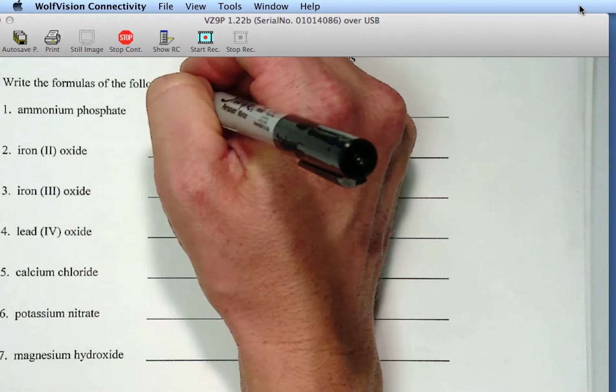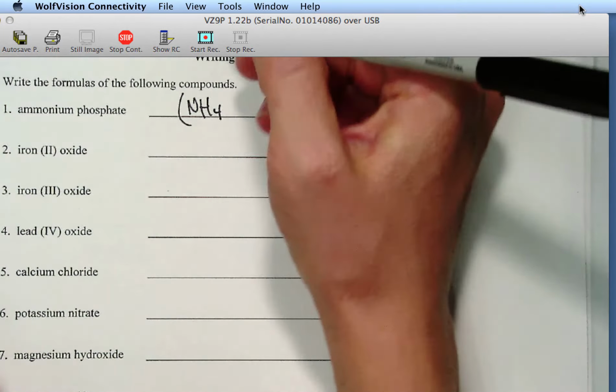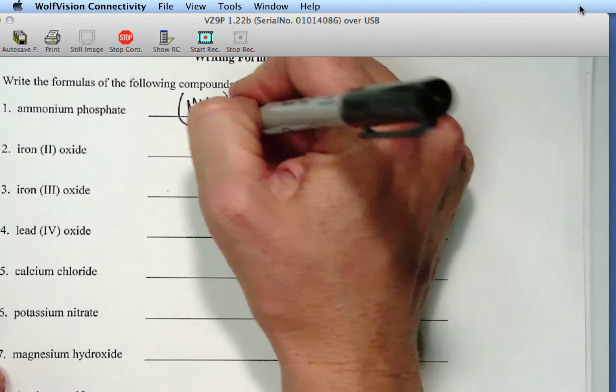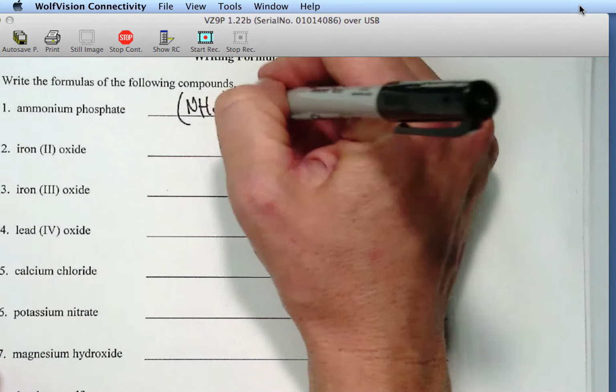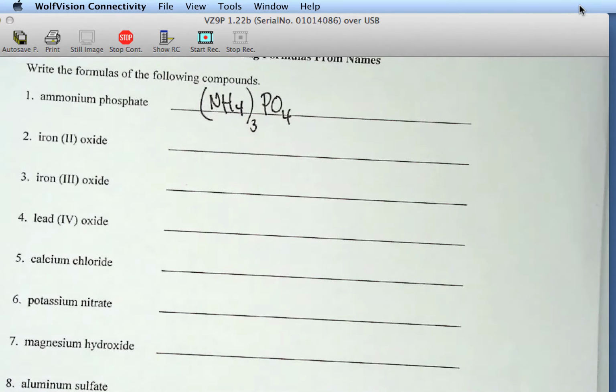NH4. That would be me. My phone went off. So NH4 and then 3 PO4. Very good. So if you didn't know your polyatomic ions, writing the formula for this would be impossible. So this is a good example of just how powerful your polyatomic ions are.